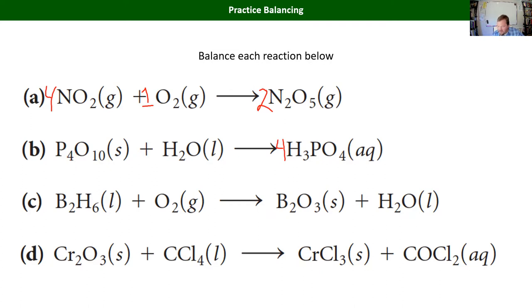All right, so if we know we're going to have 4 phosphoruses on both sides, our phosphorus is now balanced. So since we have oxygen coming from 2 different places, we can finish balancing the oxygen by using waters. So if we have a total of 10 oxygens on the left, 10 oxygens from the tetraphosphorus decoxide.